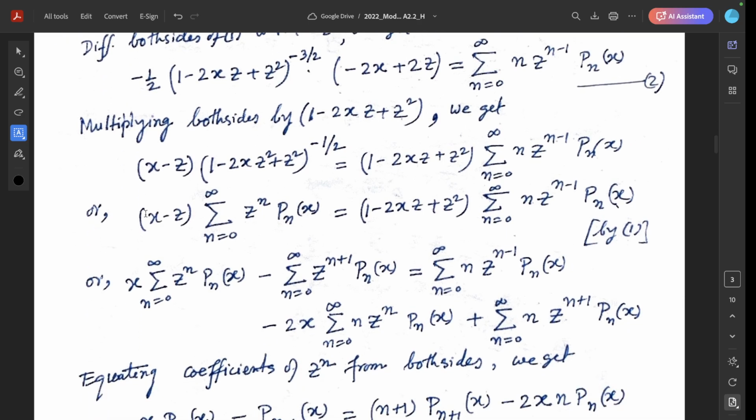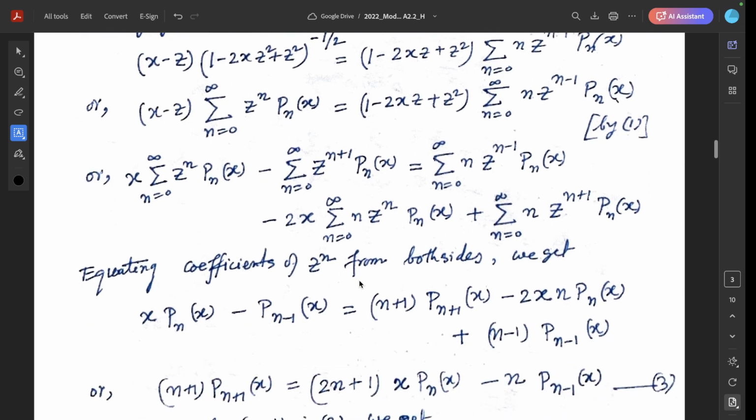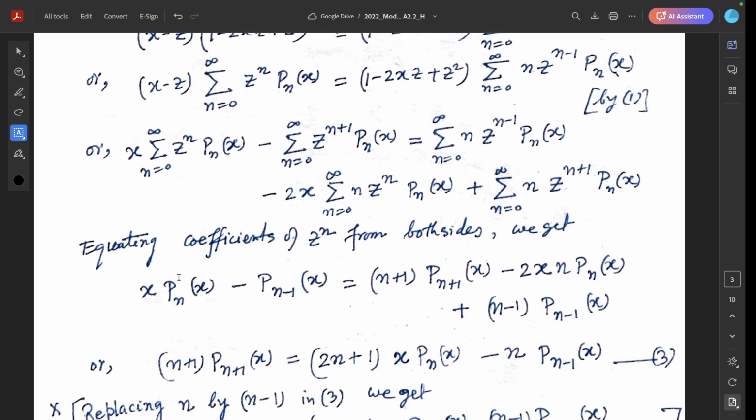So obviously, multiplying this x into this, this summation depends on n, so x into the summation of this minus z, so z to the power n plus 1 summation pnx. This is equal to n into this. After simplifying with this, equating coefficients of z to the power n from both sides, we get z to the power n: x pnx minus pn minus 1x, because this is z to the power n plus 1, so z to the power n, and put here n equal to n minus 1, so here pn minus 1.